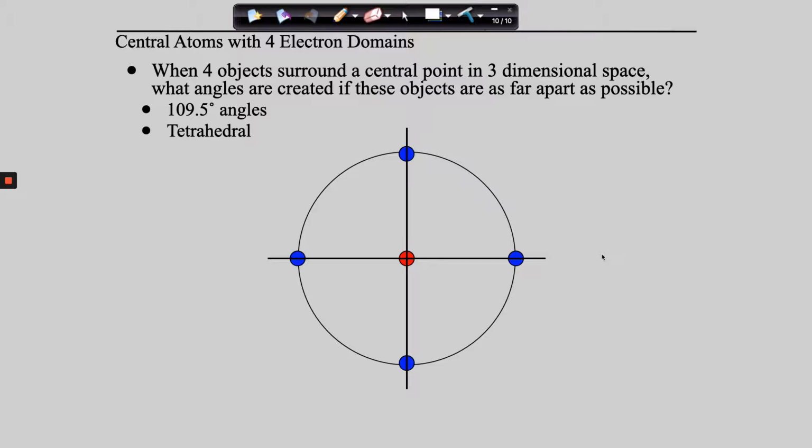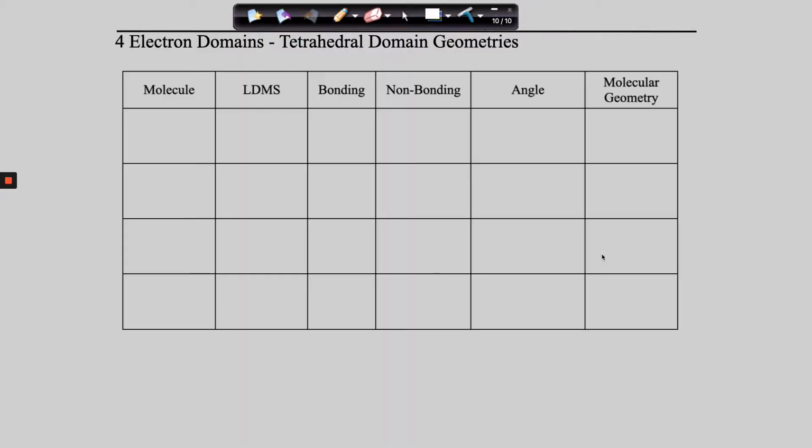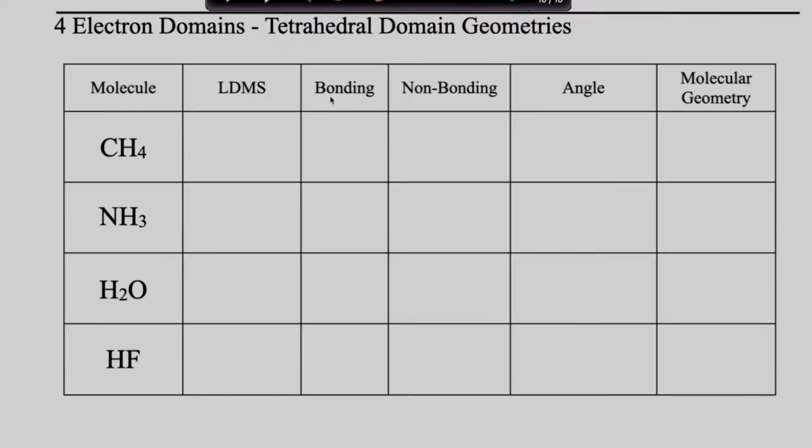All right, so guys, this then is where we're at. If we've got 4 domains spread out in 3-dimensional space, that forms 109-degree angles, and we call that tetrahedral. So guys, now I need to catch up with you, and now we're on the same table. So guys, what we're going to do now is we're going to talk about molecules that have 4 domains. Therefore, they start looking like tetrahedrons. And guys, the 4 that we are going to do are these. Write them down with me. We're going to do CH4, we're going to do NH3, we're going to do H2O, and we're going to do HF.